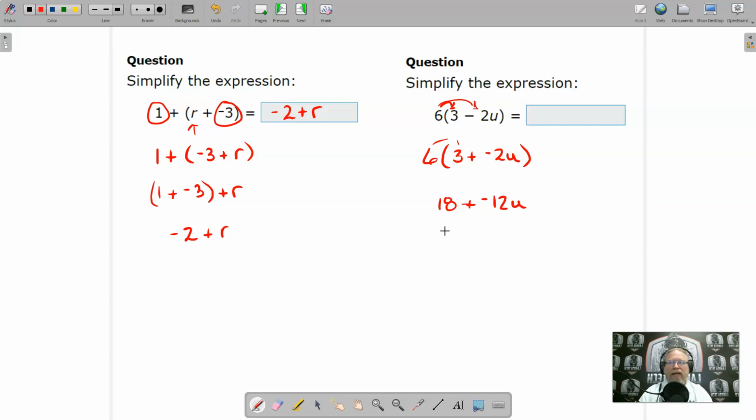Now, whenever I rewrite this, I'm going to go ahead and write 18. I'm going to take the plus, put it back to a negative, then take the opposite. Whenever I change the sign, I take the opposite of the number that follows it. So the opposite of negative 12 is positive 12. And the u goes along for the ride, so I end up with 18 minus 12u.